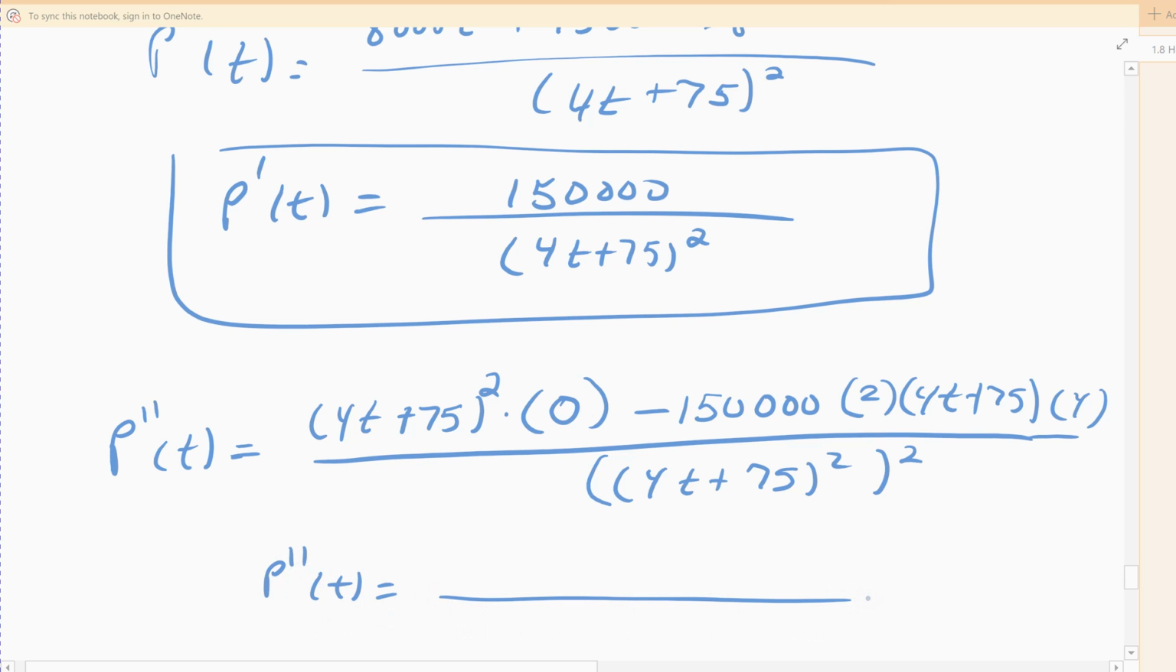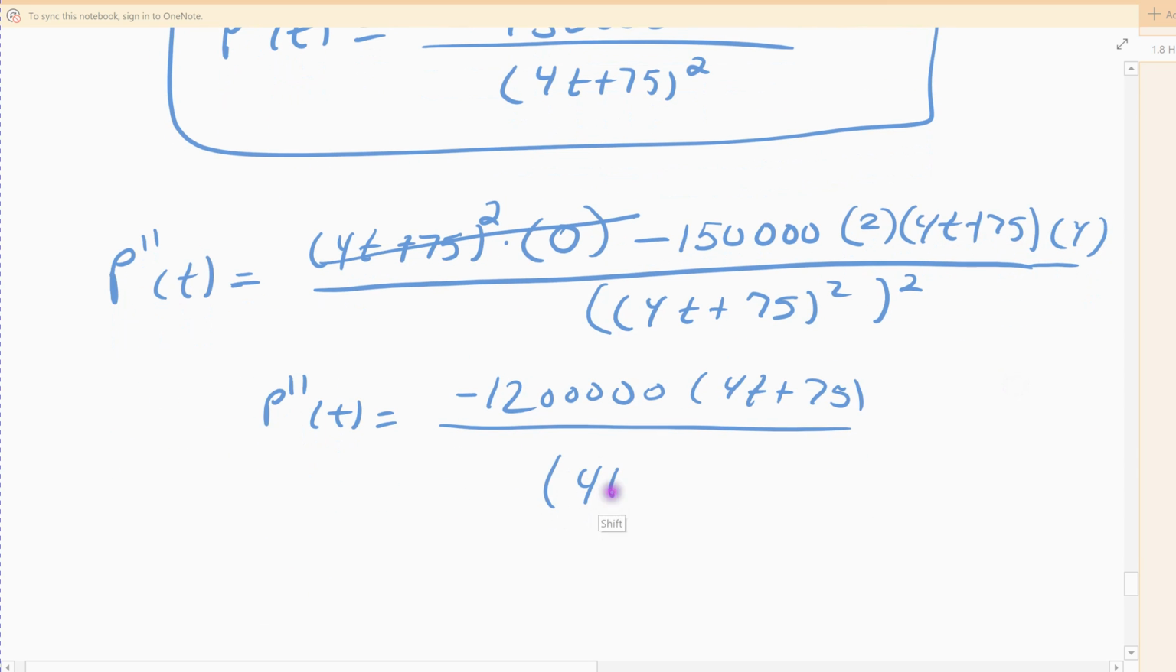Alright, so up top, that's gone. I believe that's what that multiplies out to. So I've got my 150,000 times 2 times 4. 1, 2, 3, 4, 5 zeros. Make sure I get enough zeros. 4t plus 75 all over 4t plus 75 to the fourth, and then I can reduce one of those.